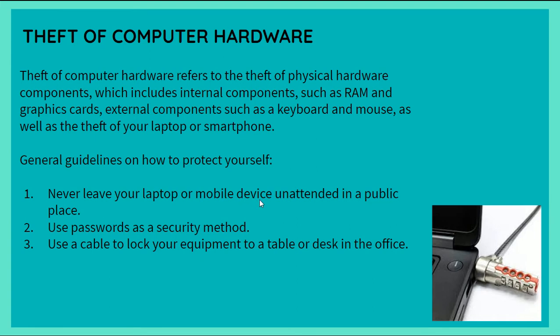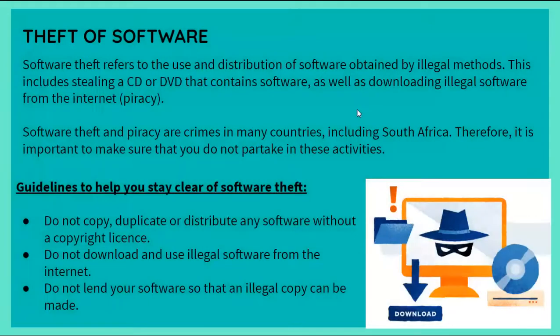General guidelines on how to protect yourself. Never leave your laptop or mobile device unattended in a public place. Use passwords as a security method. Use a cable lock to lock your equipment to a table or desk in an office. And this is an example of a cable lock. It clips into a special port in the laptop. You've got a combination code, and that cable is wrapped around the table. They would have to take the table with them to get your device.